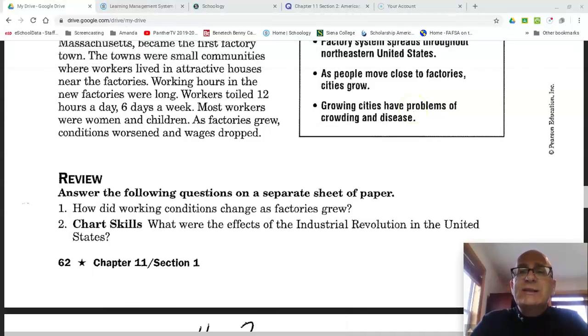Please answer your questions separately on line paper, or you can answer them as a Google Doc, as long as you number your responses, and please put the section on top of the Google Doc and your line paper also. This is Chapter 11, Section 1, The Industrial Revolution.